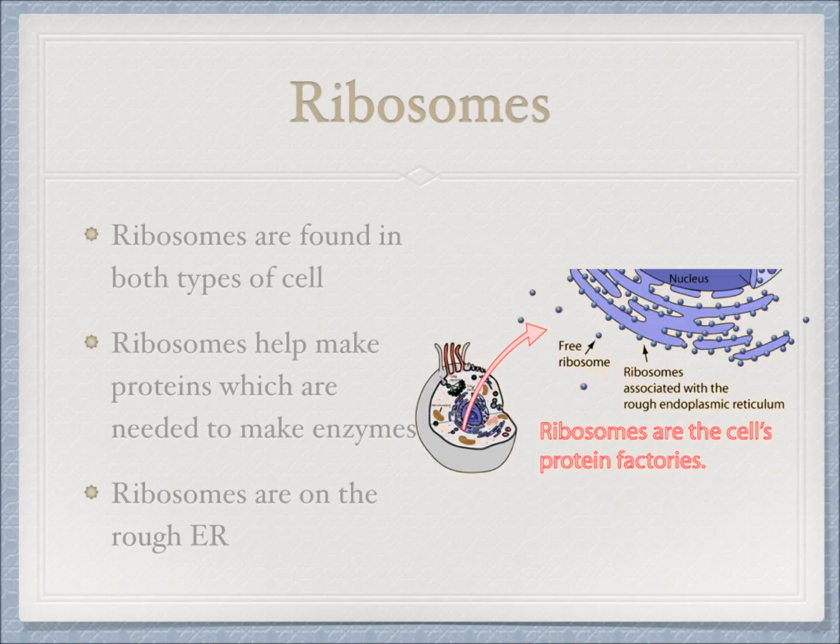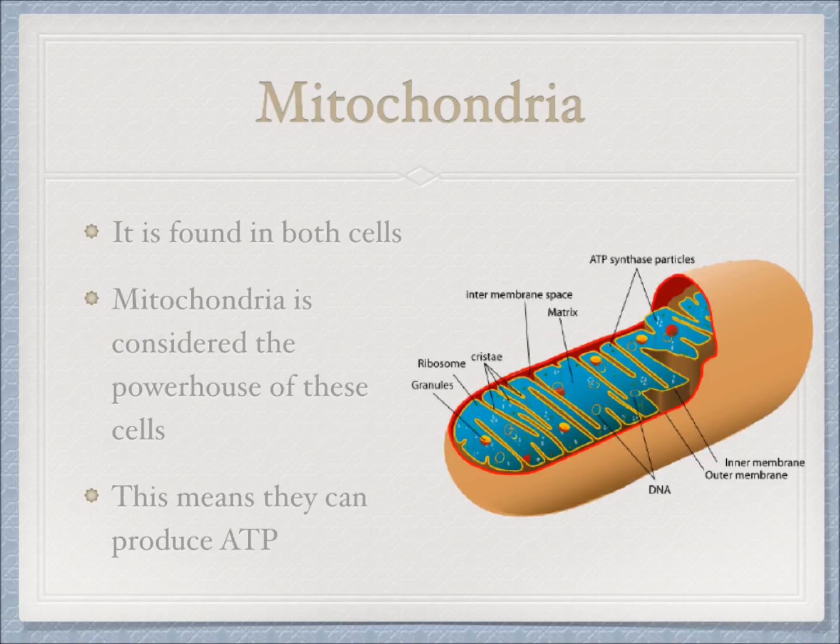Ribosomes. Ribosomes are found in both types of cell, and ribosomes are on the rough ER. Ribosomes help make proteins, which are needed to make enzymes, which help speed up chemical processes. The mitochondria is found in both types of cells and is considered the powerhouse of these cells because it can produce ATP, which gives off energy when converted into ADP.